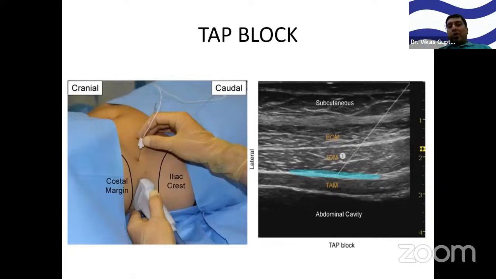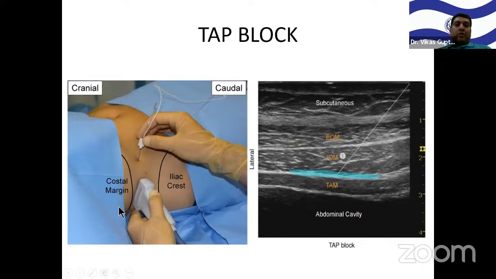Now the TAP block is a superficial block. We can use this for anterior abdominal wall surgeries, and it will provide analgesia for the abdominal wall in any laparoscopic surgeries or any abdominal surgeries. We can use this TAP block. In the TAP block, we usually use a linear probe.